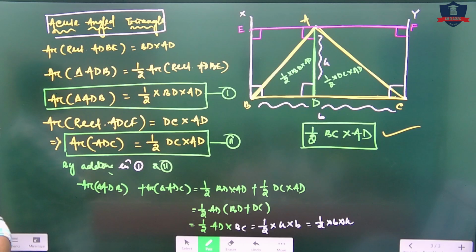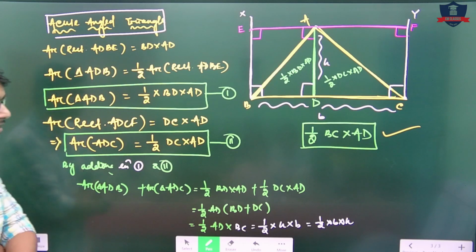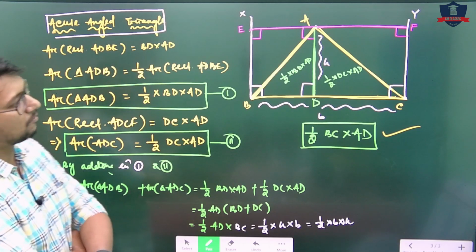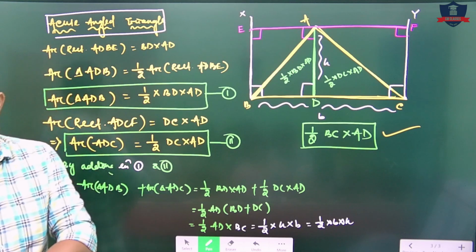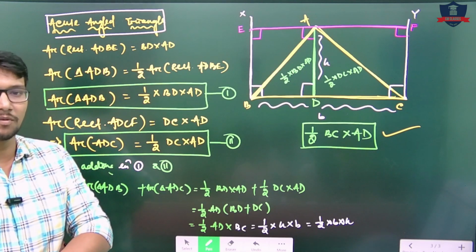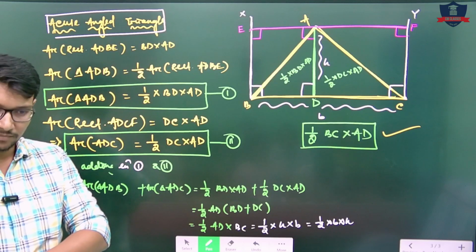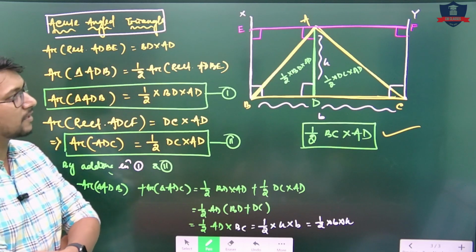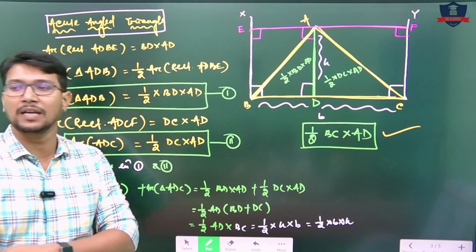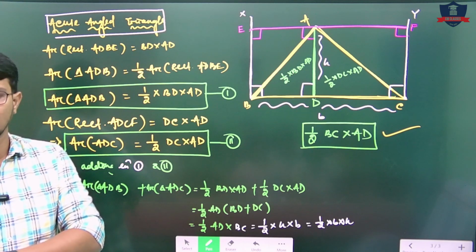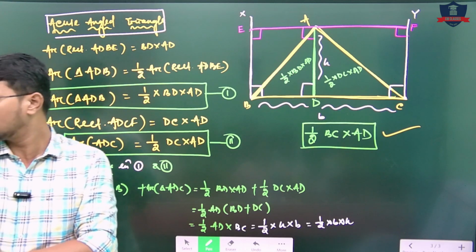We have not started Heron's formula yet. Before starting Heron's formula, we should know the general form of the area of a triangle. Clear? So we have completed it for the right angle triangle, and this is the acute angle triangle. Clear, everyone?